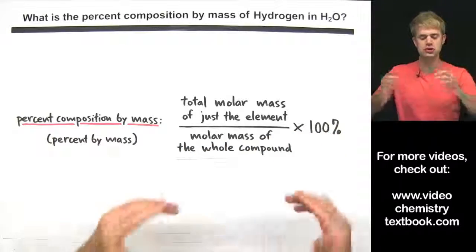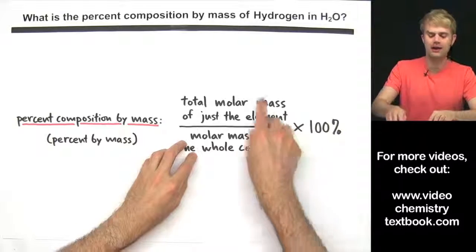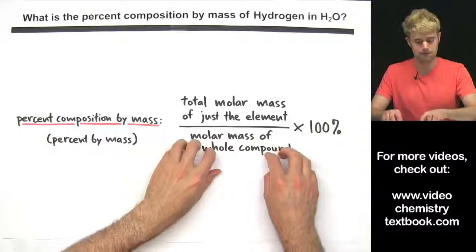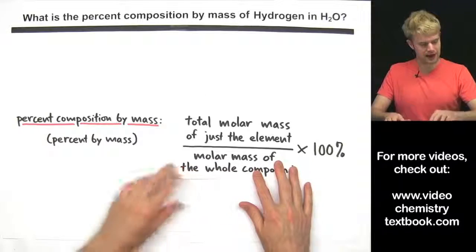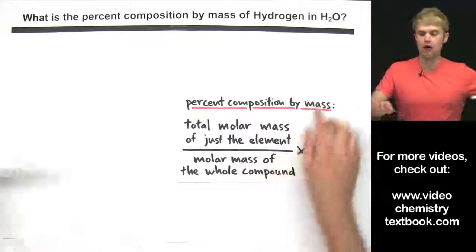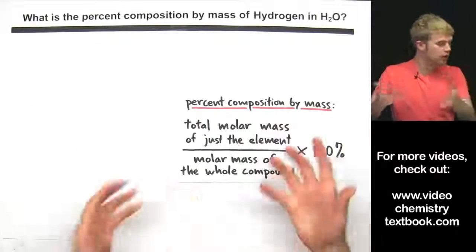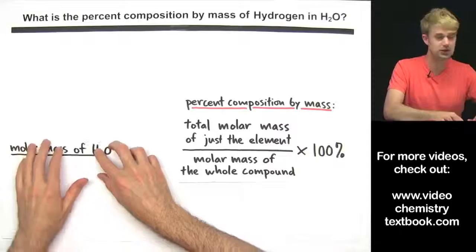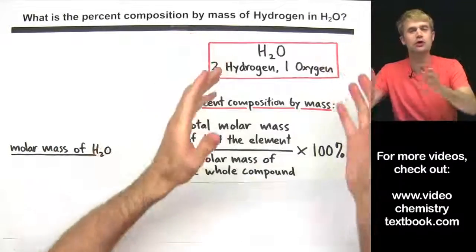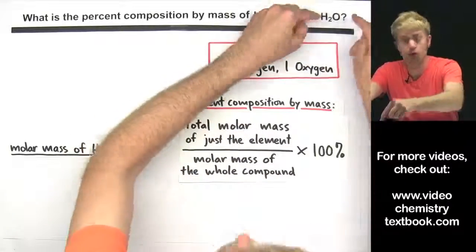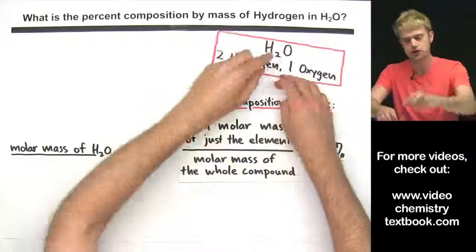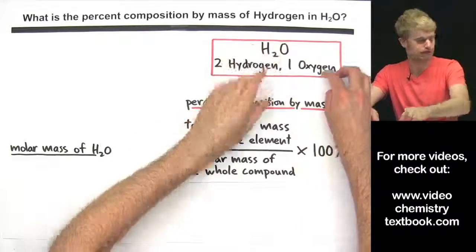Okay, so to start solving for this, we are going to want to get a number for the top, and we're going to want to get a number for the bottom. Let's start on the bottom by calculating the molar mass of H2O, of water. Now, you may already know how to calculate molar mass. If you need a refresher, I've got a video on that. But just real quick, we're going to look at the chemical formula for H2O, which tells us that there are 2 hydrogens and 1 oxygen.